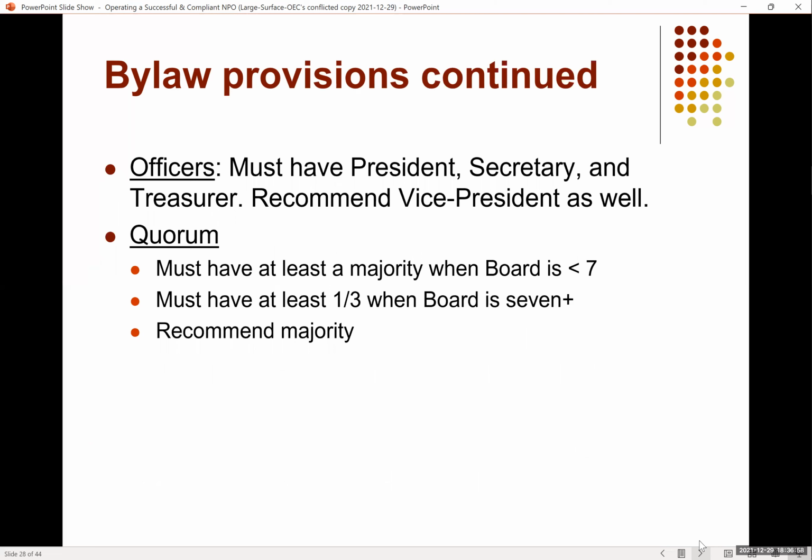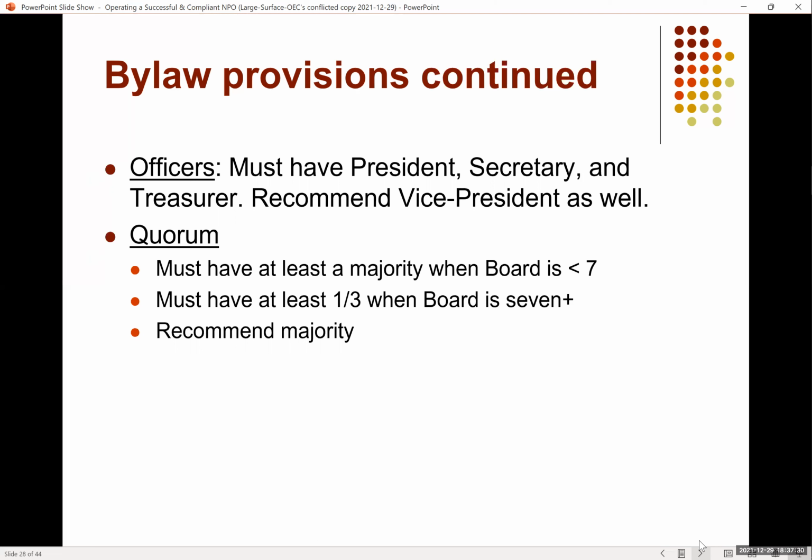Other things are your officers. You have to have a president, secretary, and a treasurer, but have a vice president too, because you need something just in case the president may not be able to fulfill all of their roles, or it's a good way to have somebody ready to take over leadership. But you have to have a secretary and you have to have a treasurer. And that's different from the staff treasurer and secretary.